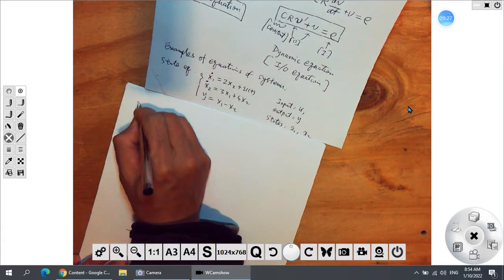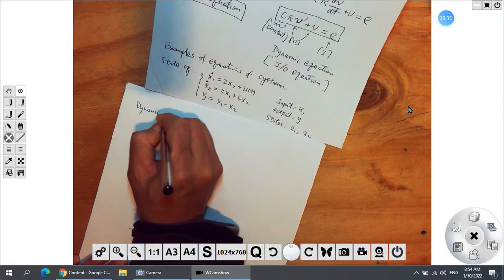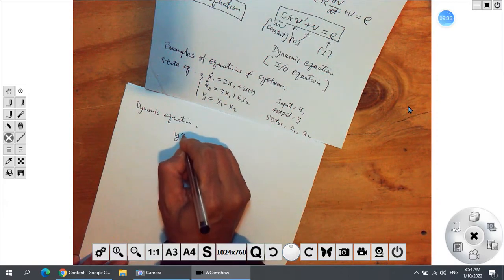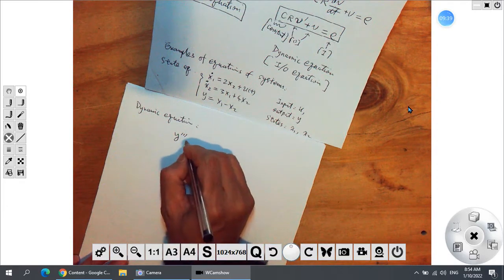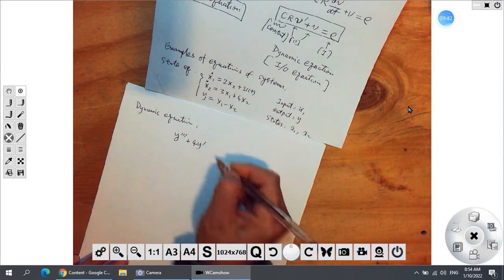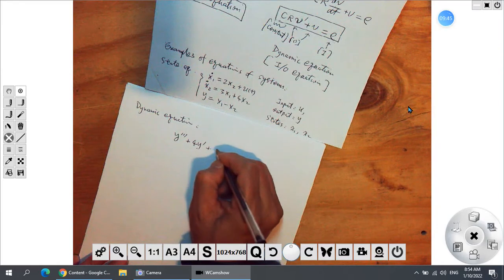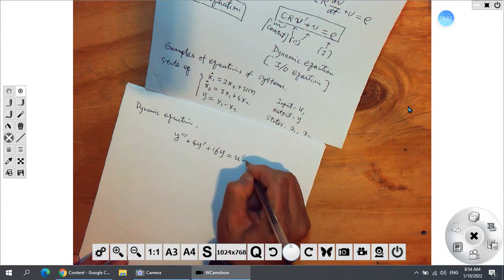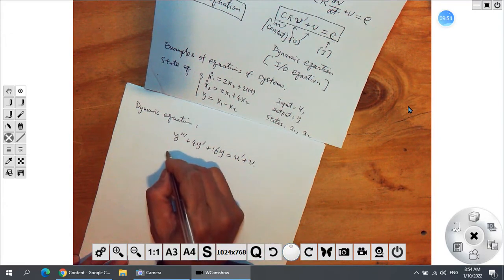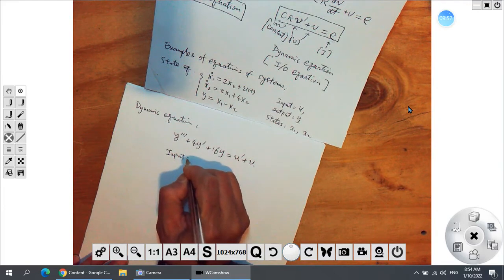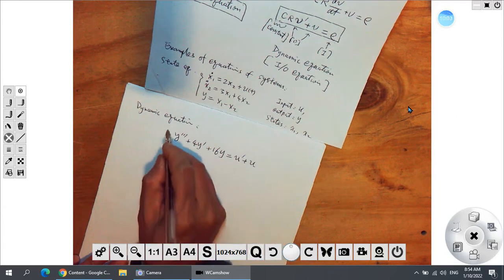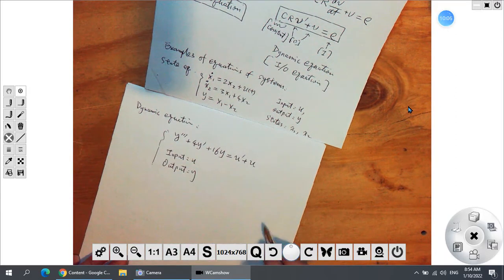which is a dynamic equation. For example, I have y triple derivative plus 4 y prime plus whatever 16y equal to, on this side, u prime plus u, like this. Here the input is u and the output is y. Okay, so this is a system whose equation already contains input and output.